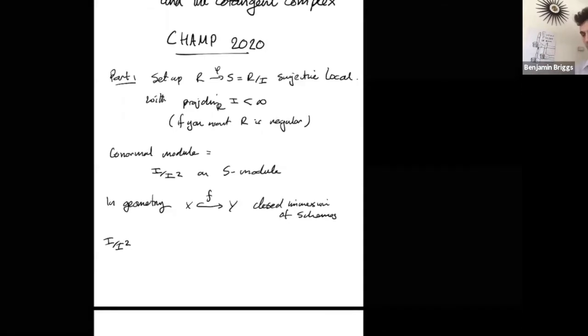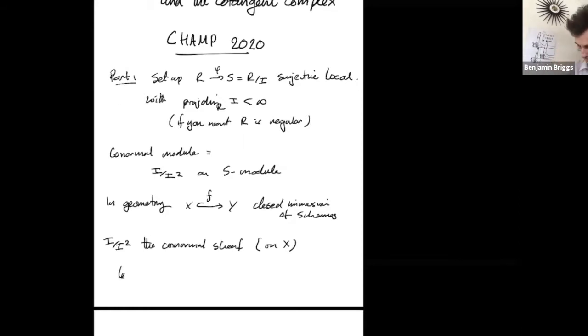In geometry, it goes like this. If you have a closed immersion F of nice, locally noetherian schemes, it's going to be defined by some ideal sheaf. And if you do the same construction, the I mod I squared thing, this is called the conormal sheaf. It's a sheaf on X. The name normal means that it's dual to the directions which are normal to X in Y.